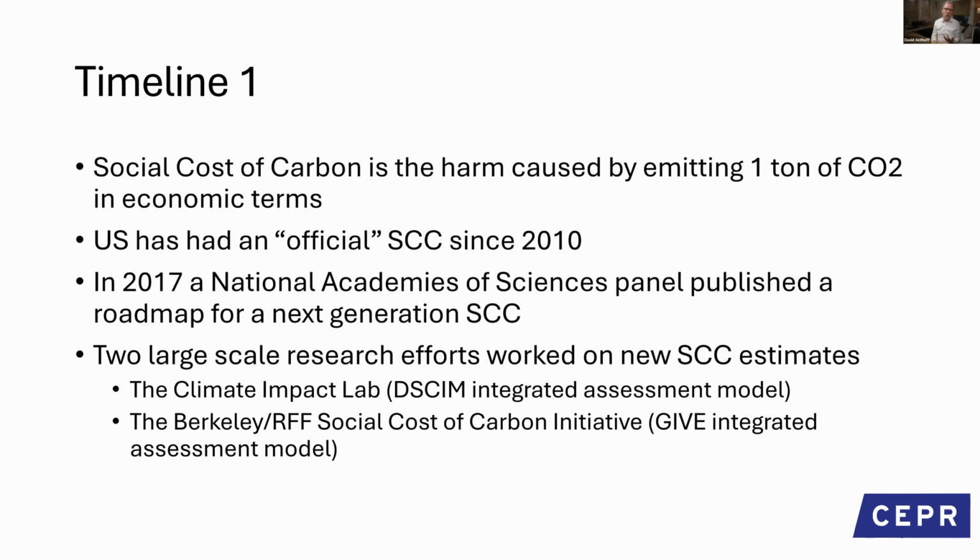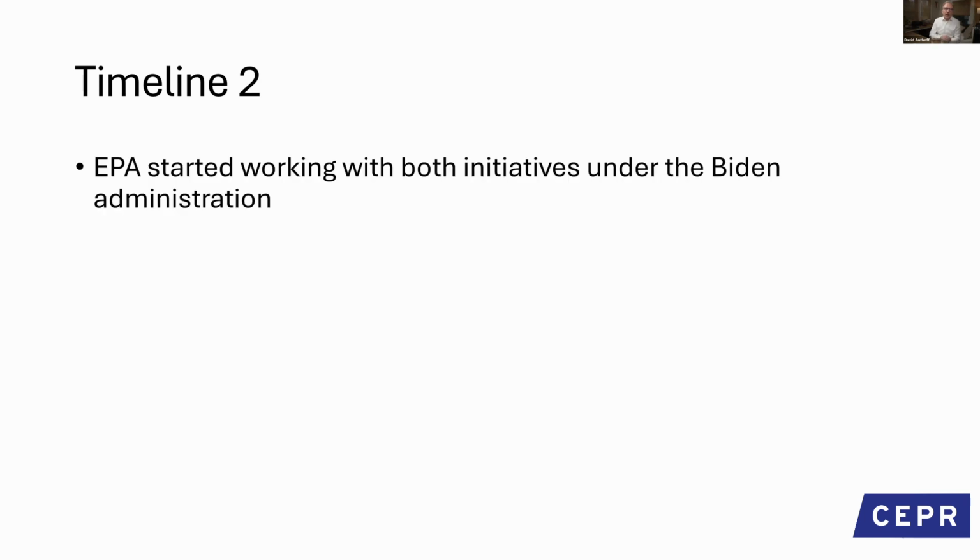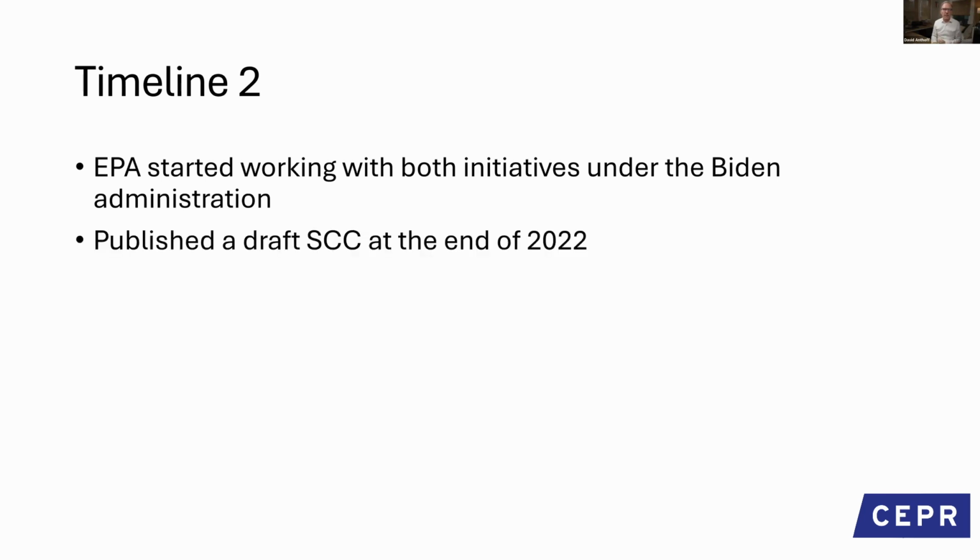And both of those had the goal of producing new social cost of carbon estimates that would follow the advice from the National Academies panel. And then EPA started working with both of these groups, so us, the Berkeley RFF group, and the Climate Impact Lab under the Biden administration, with a goal to update the official social cost of carbon for the US with the new work that these 2 groups had done in the meantime.